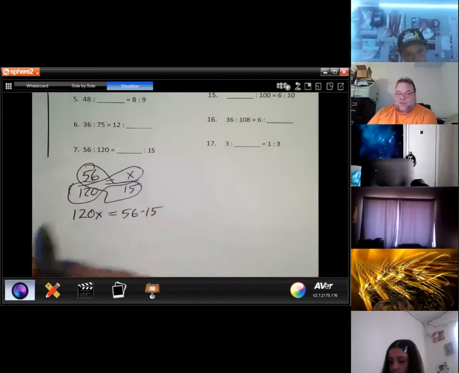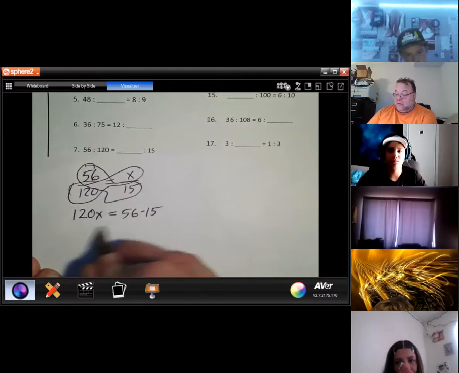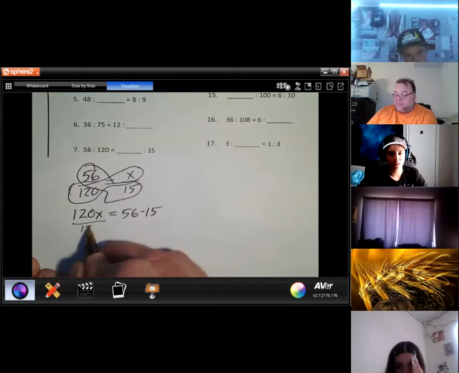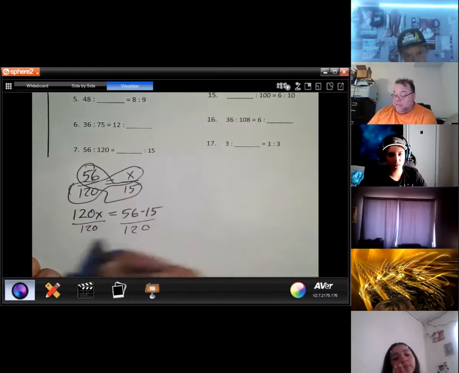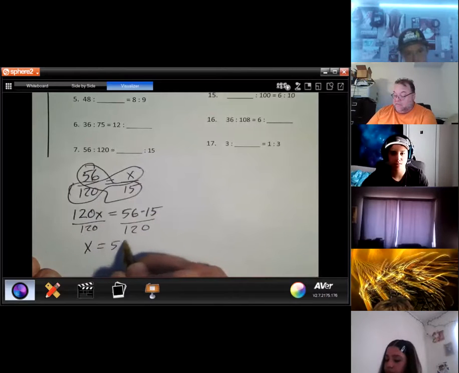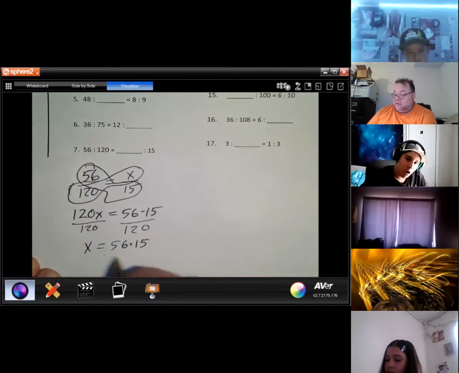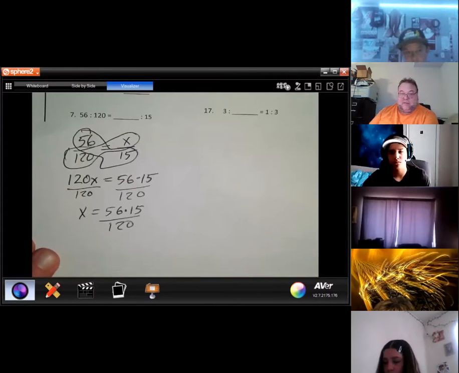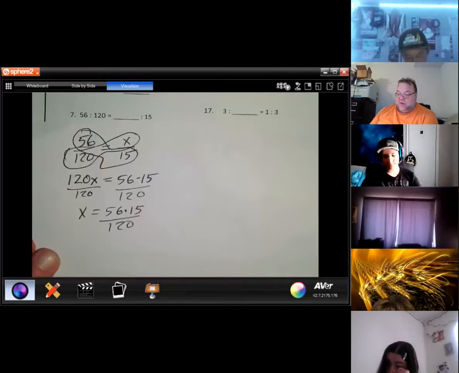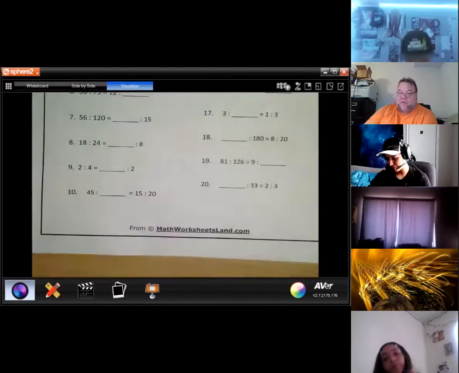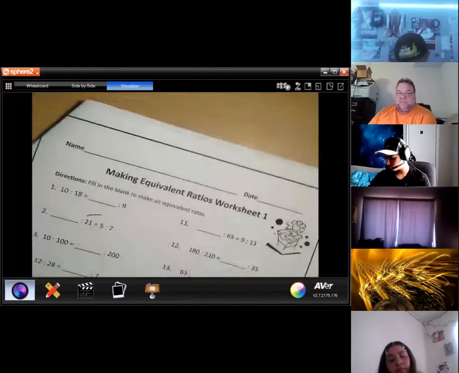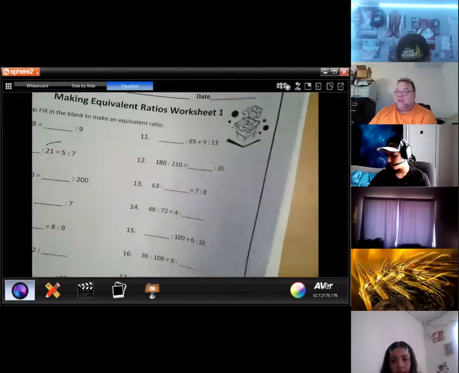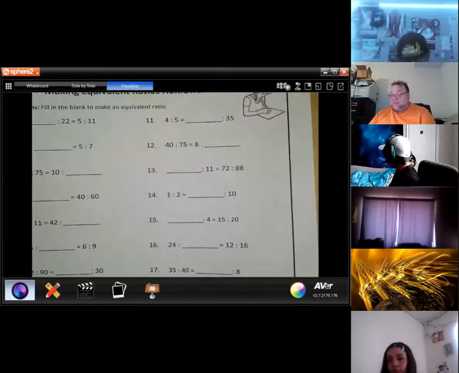So this is doing my cross products. And so now I'm going to divide both sides by 120. And I'm going to get x equals 56 times 15/120. Well, I've told you you can use a calculator. So how hard is that going to be? Is that going to be hard at all to work that problem? Not with a calculator, right? So I don't think it's going to be hard for you to do 40 of these problems in one sitting. If you have a calculator with you, I'd be surprised if this takes you more than half an hour to do both pages, to be perfectly honest.